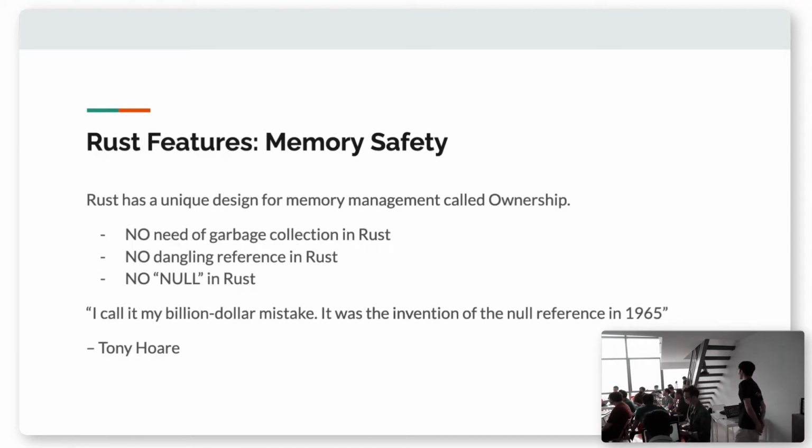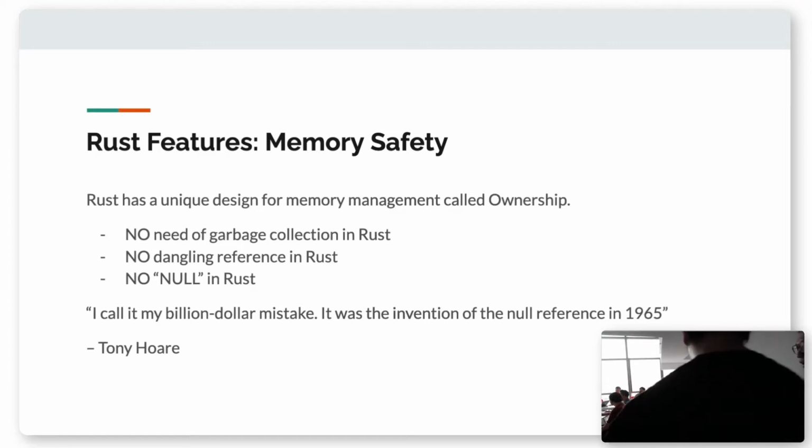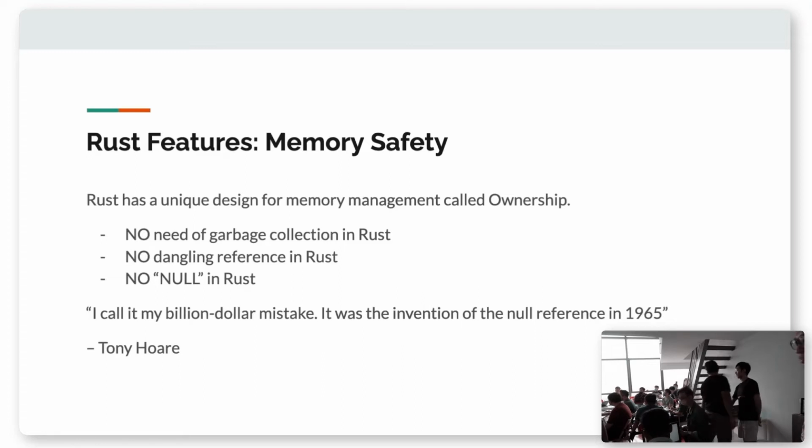Then, what is the benefit of using Rust? The major advantage of Rust is memory safety. Rust has a very unique design for its memory management system called ownership. It's very unique. I don't think you can find it in other languages. Because of this ownership system, Rust has some very unique properties. First, Rust doesn't need garbage collection like Java or Python. It also doesn't allow any dangling references. And it doesn't allow null in Rust. According to the inventor of null, null is the $1 billion mistake.